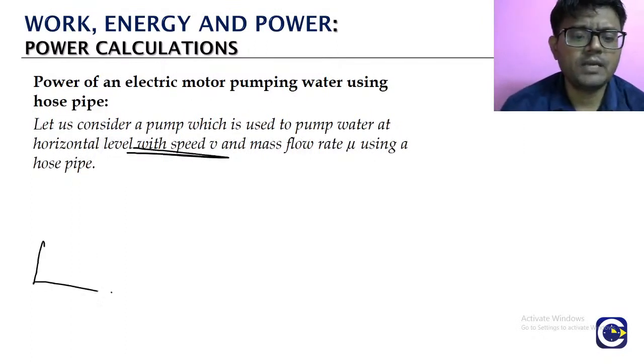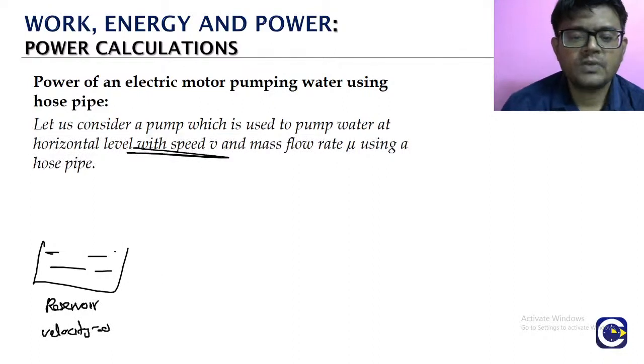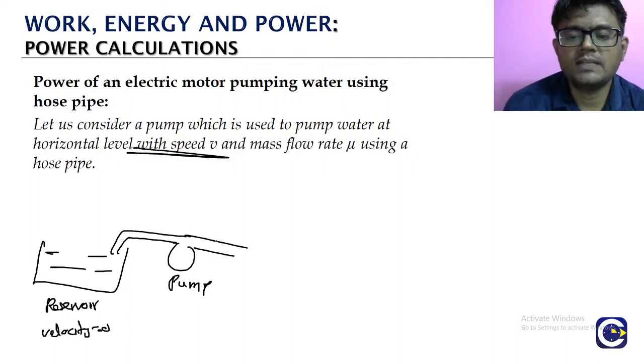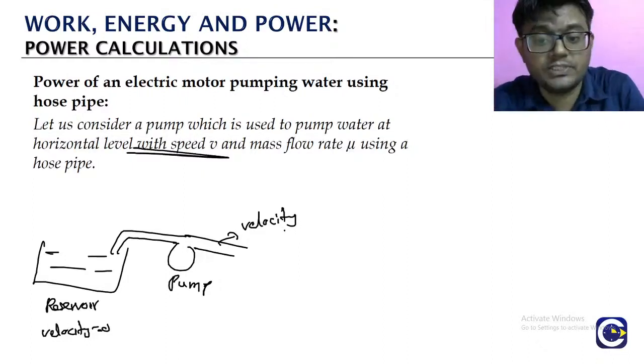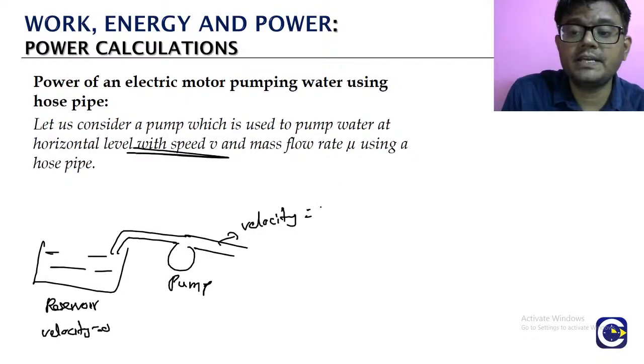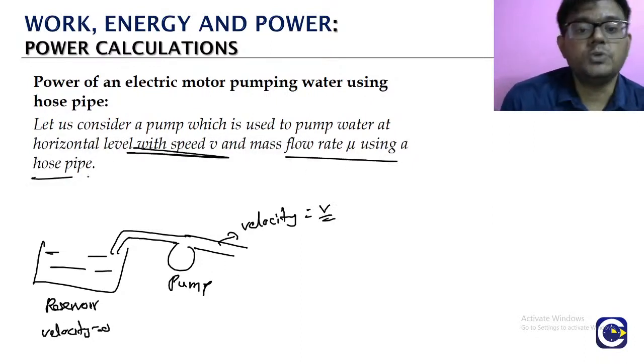It is moving from one place to another, but the water will now be flowing with a speed. If you look at the typical model, you have the reservoir here, where the velocity of the water is 0. You put that hose pipe, and here you will have the pump. Once the water is coming out of the pump, it will have a velocity, which we are taking as V. Here again the mass flow rate is mu.